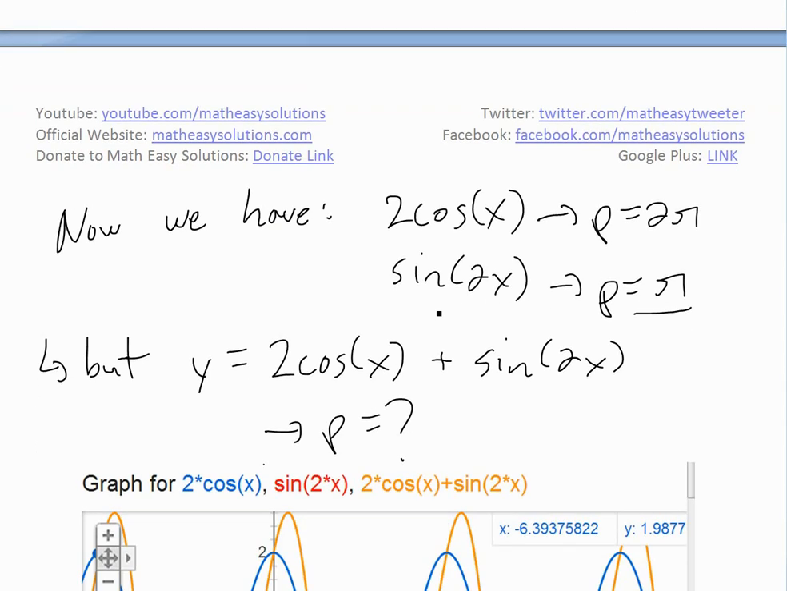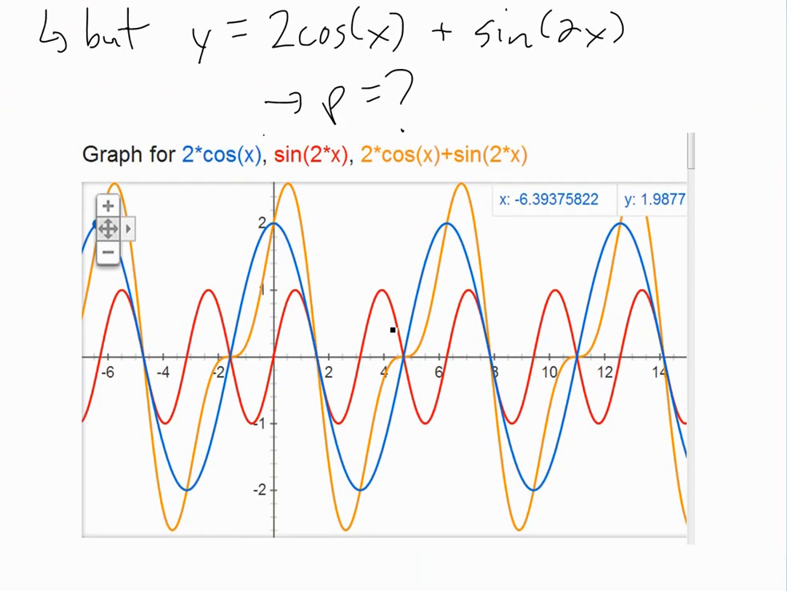But when we look at the combination of these right here, we have to find out what this period is. If we just graph these out to get a visualization of what we need to look for when we're looking for the period. Look at this one here. The 2 cos x is the blue. The red is going to be the sine 2x, and then the orange is the combination of the two.